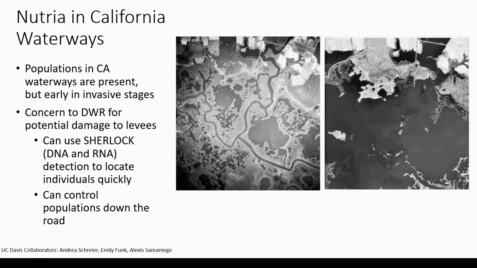And I just want to highlight these pictures here. This picture on the left is from a normal marsh in the Chesapeake Bay in 1939, before nutria were introduced in the 1940s. This picture on the right is from 1989, where over 50% of the marshes had been converted to open water due to their destructive feeding habits. So just an example of how destructive nutria can be to the environment. And so they are a concern to DWR for the potential damage to levees.